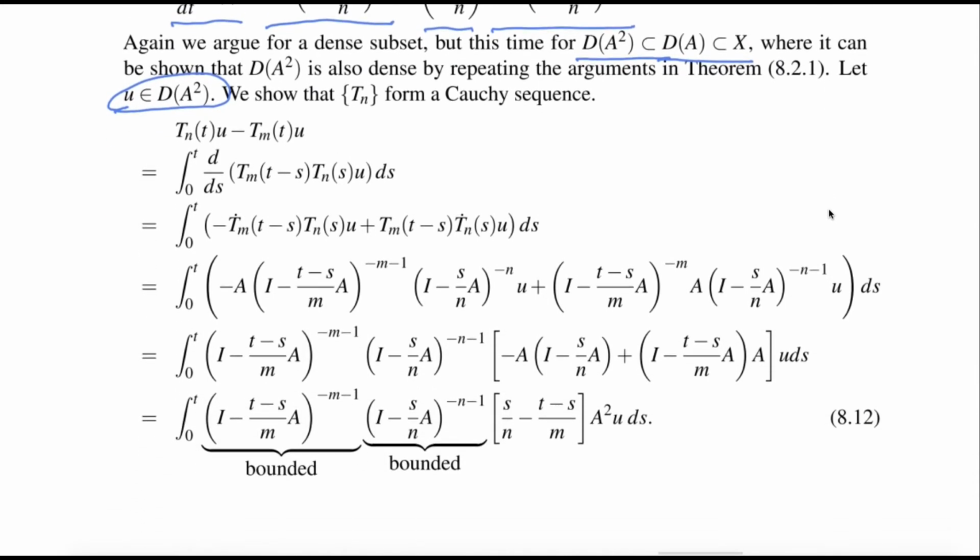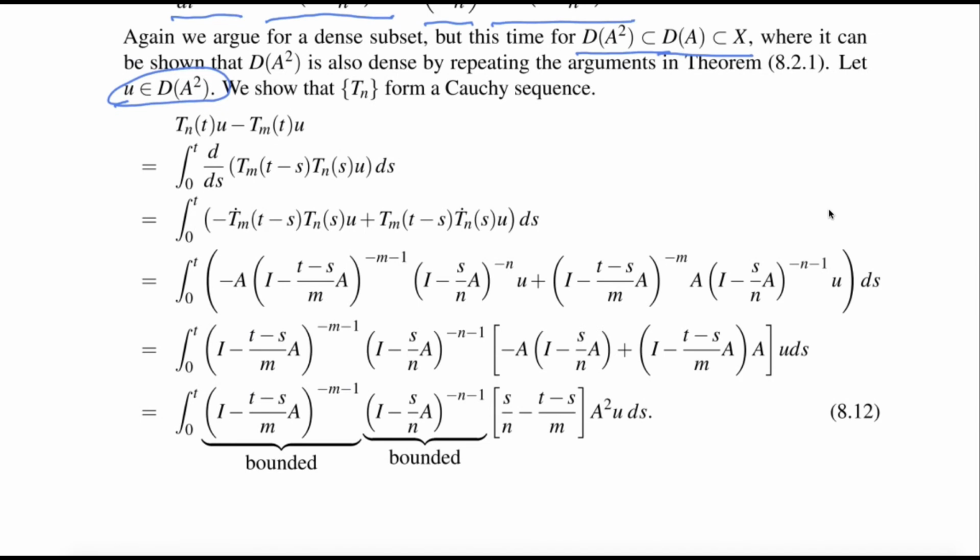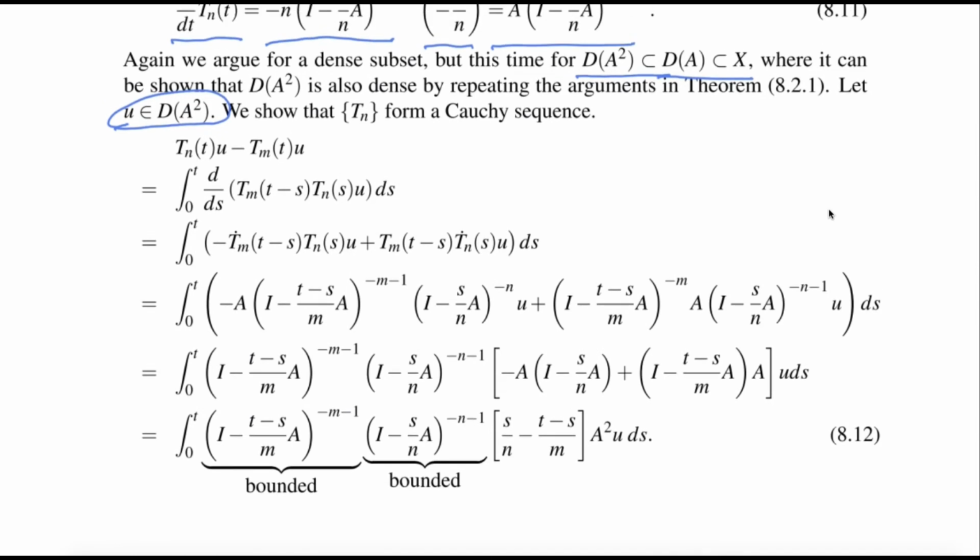And so then we can do the following beautiful and long calculation. So let's go through this. Of course, I want to show it's a Cauchy sequence. So I look at T_n of t applied to u minus T_m of t applied to u. And I can write this in a funny form as an integral over the derivative.